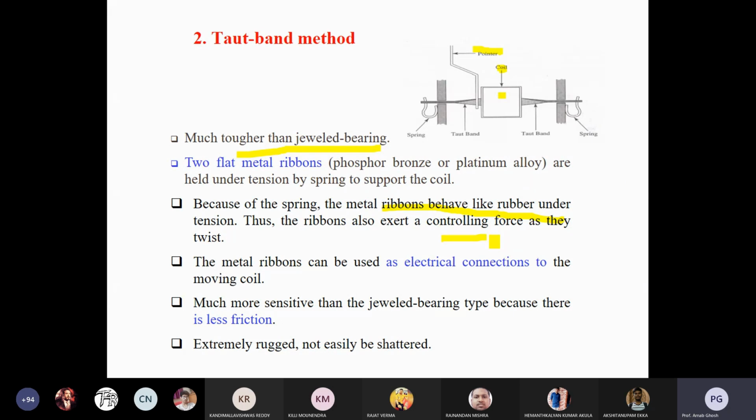Friction is extremely low, not easily shared. Some additional portion also is there that is not shared. Okay, I think all of you will understand.